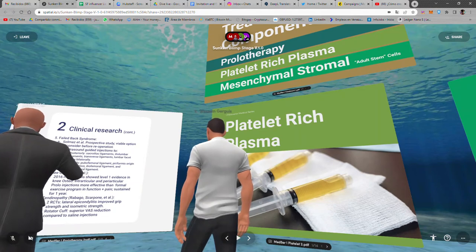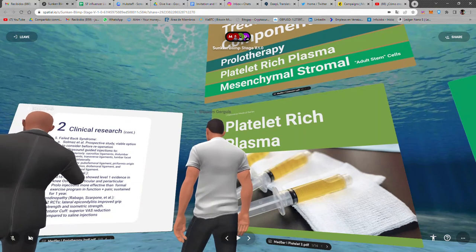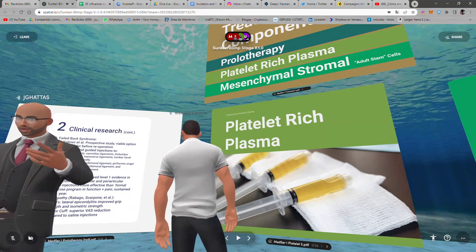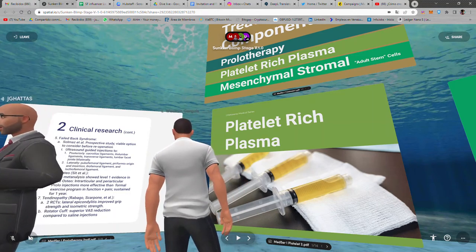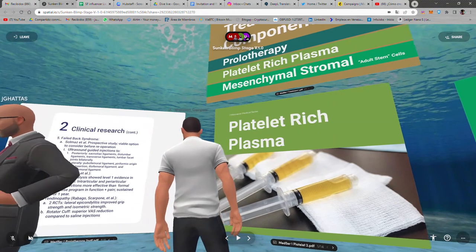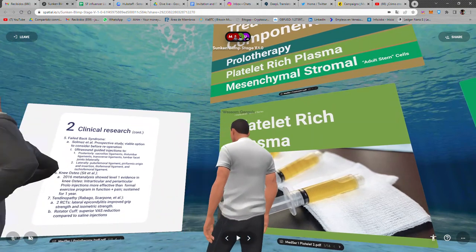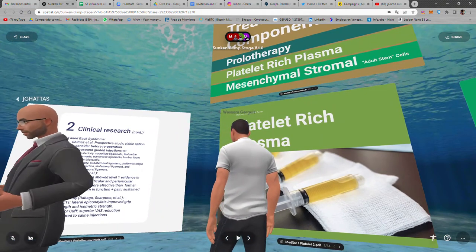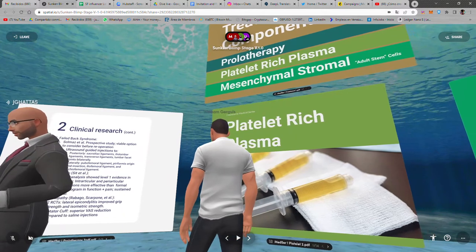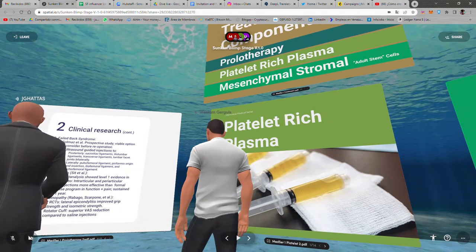They studied using prolotherapy in people with failed back syndrome. For those of you who don't know, failed back syndrome is a syndrome that someone experiences after they have had back surgery, whether it was the removal of bone, fusion, removal of disc, placement of hardware, things like that.